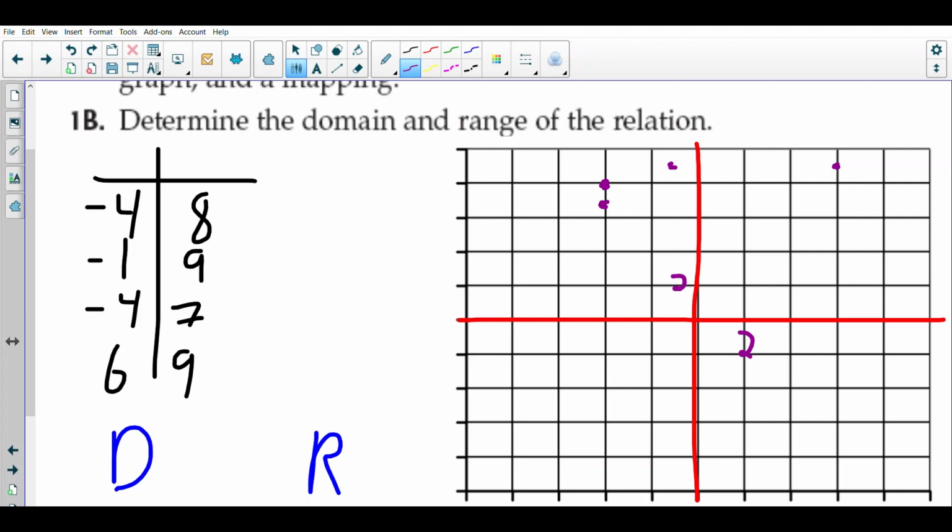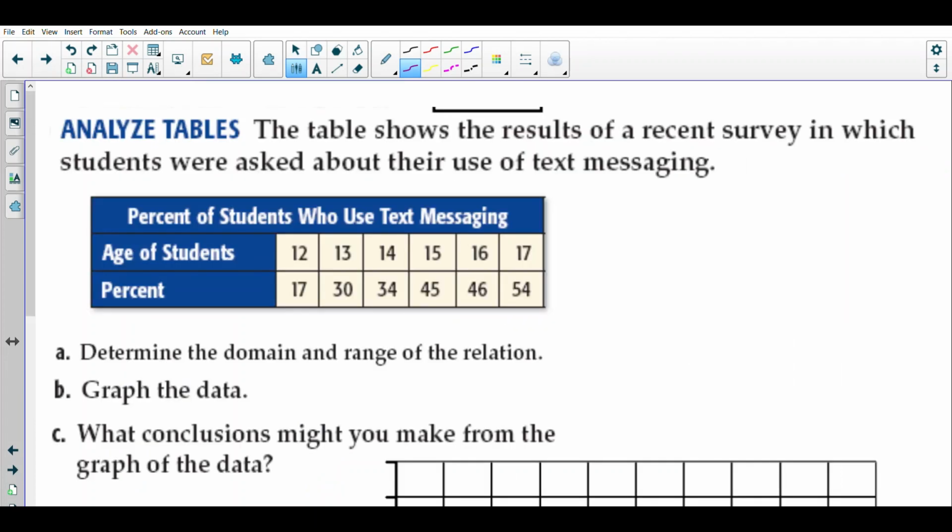Let's keep moving forward. The table shows the results of a recent survey in which students were asked about their use of text messaging. You know, this was way back when messages actually cost a certain amount per text, so it wasn't unlimited. But so determine the domain and the range. Okay, so keep in mind, remember, the top number is always your domain, so we can just write that in. I'm not going to overwork here. I'm having trouble here selecting my... There we go. I was having trouble there. So the top number is your domain. And the bottom numbers are your range.